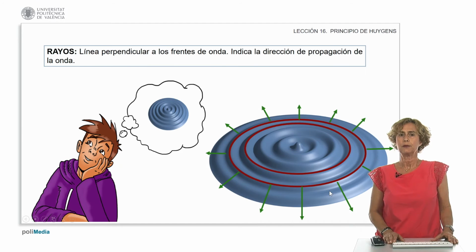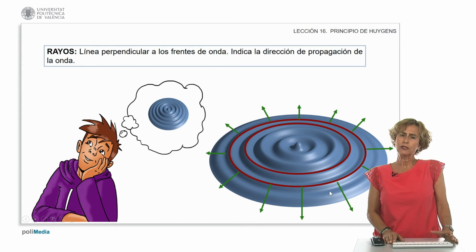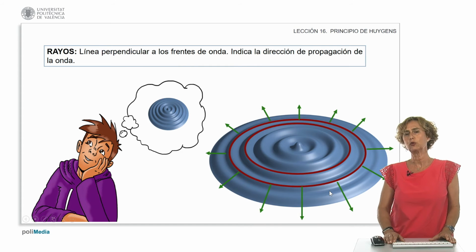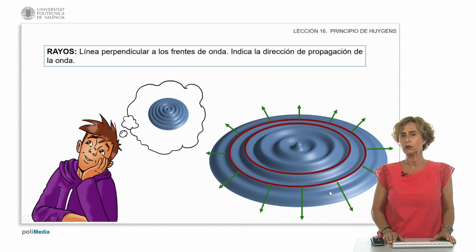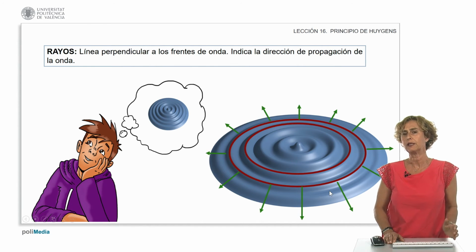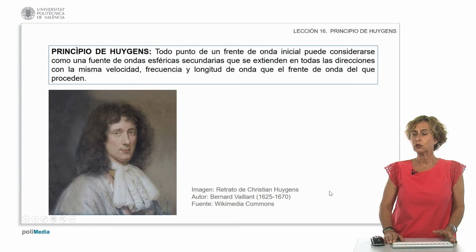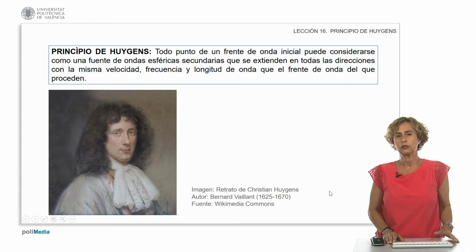That if in the different points of this wavefront, we draw a perpendicular at each point, what do we have? Well, we have the propagation of the wave itself. That is, in energetic terms, that would be the direction in which the energy propagates. Well, having seen and remembered these concepts, we are going to approach the Huygens principle.